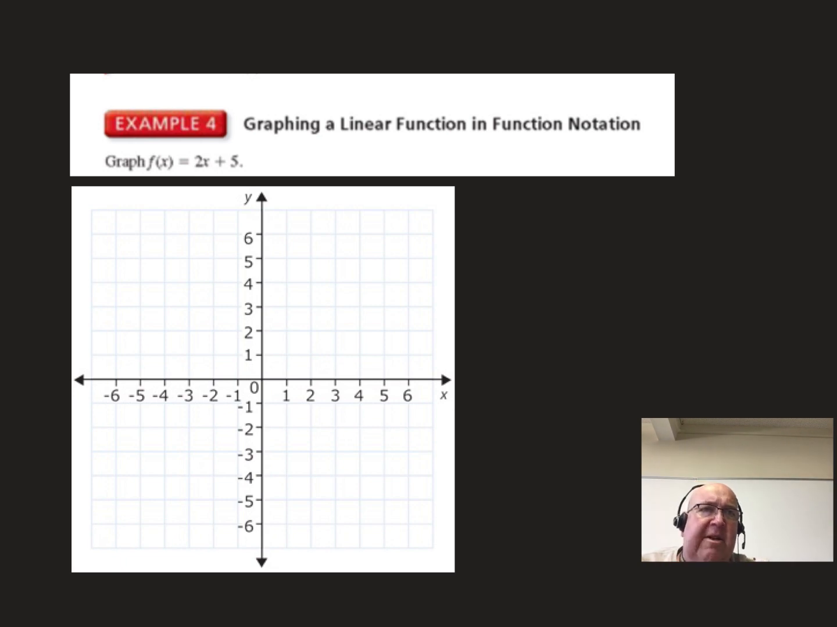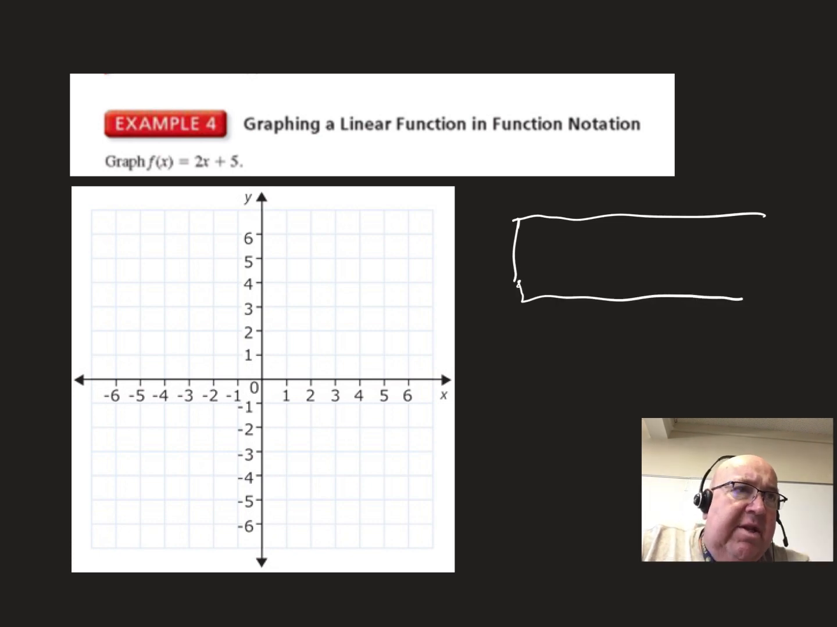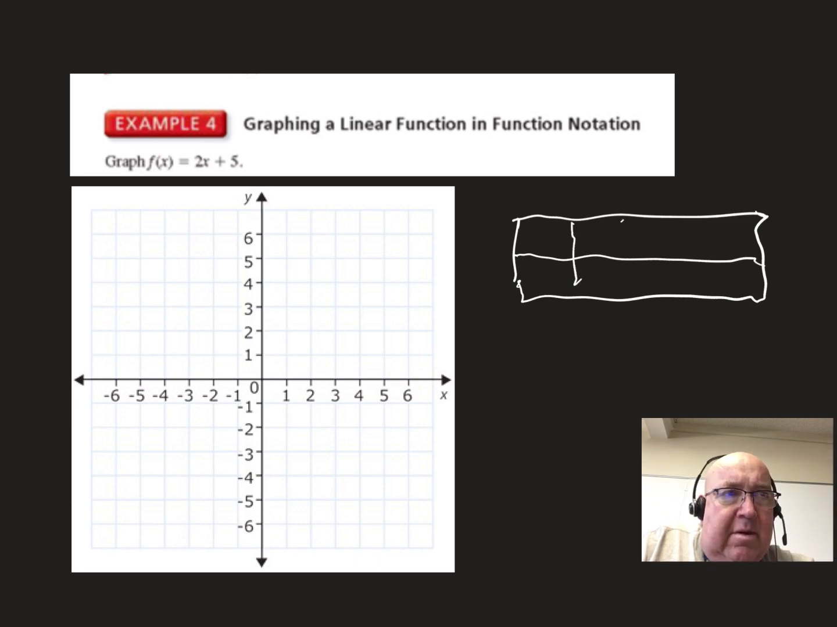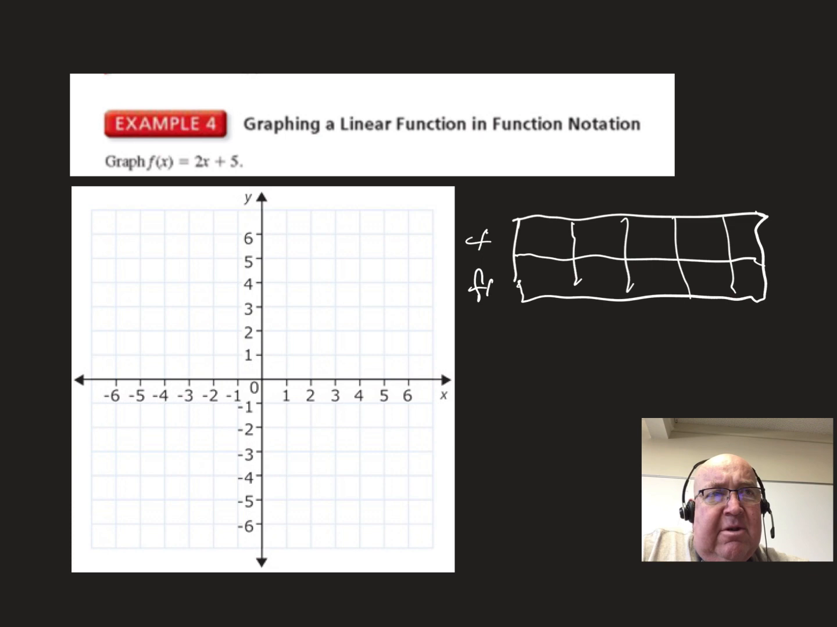This time we want to graph a linear function in function notation. So what we're going to do here is create a little bit of a table, just really briefly. We're going to have our x value here, our f of x here. So x is our independent variable, f of x is our dependent variable, and we're going to use just some really quick numbers: negative 2, negative 1, 0, 1, and 2.